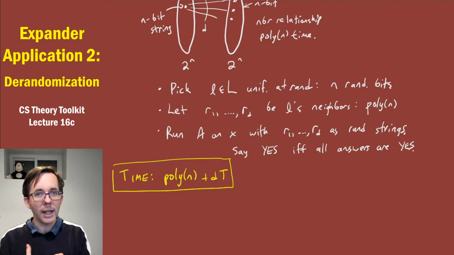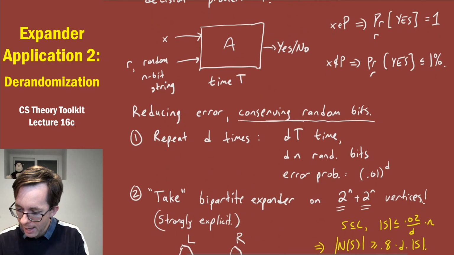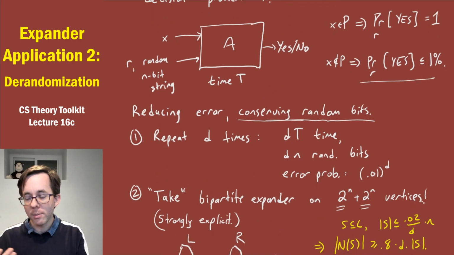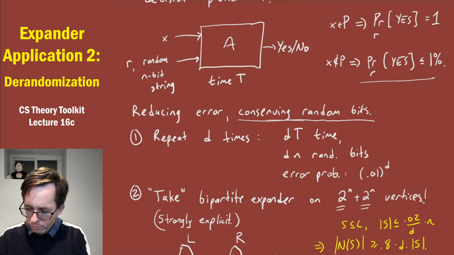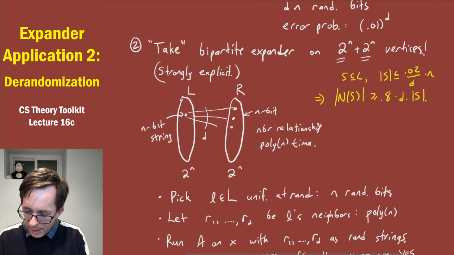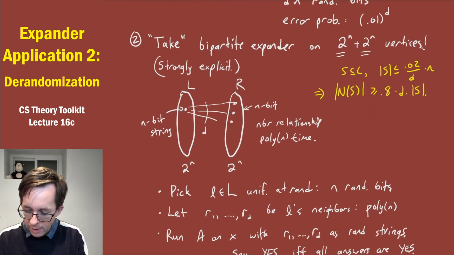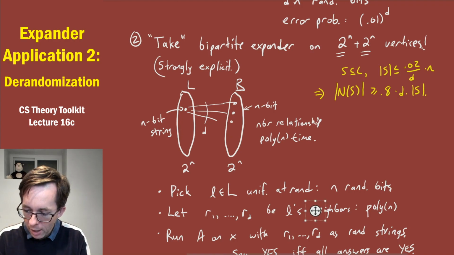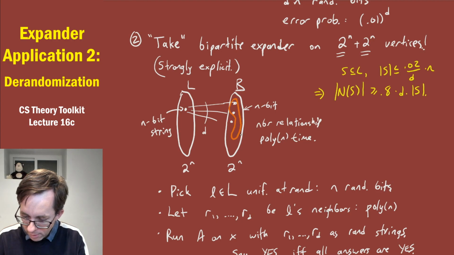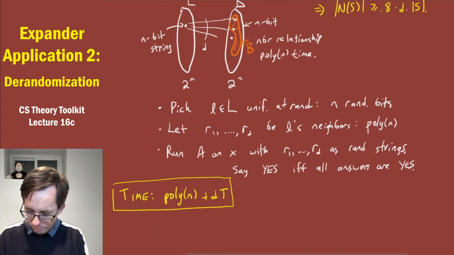If the string is not in the language, then our assumption here is that the probability over our random coins for A that you incorrectly say yes is at most 1%. We're going to be feeding in for our random strings vertices from this set R. These are named after n-bit strings. What I want to do is think of the set B of bad strings for the algorithm A.